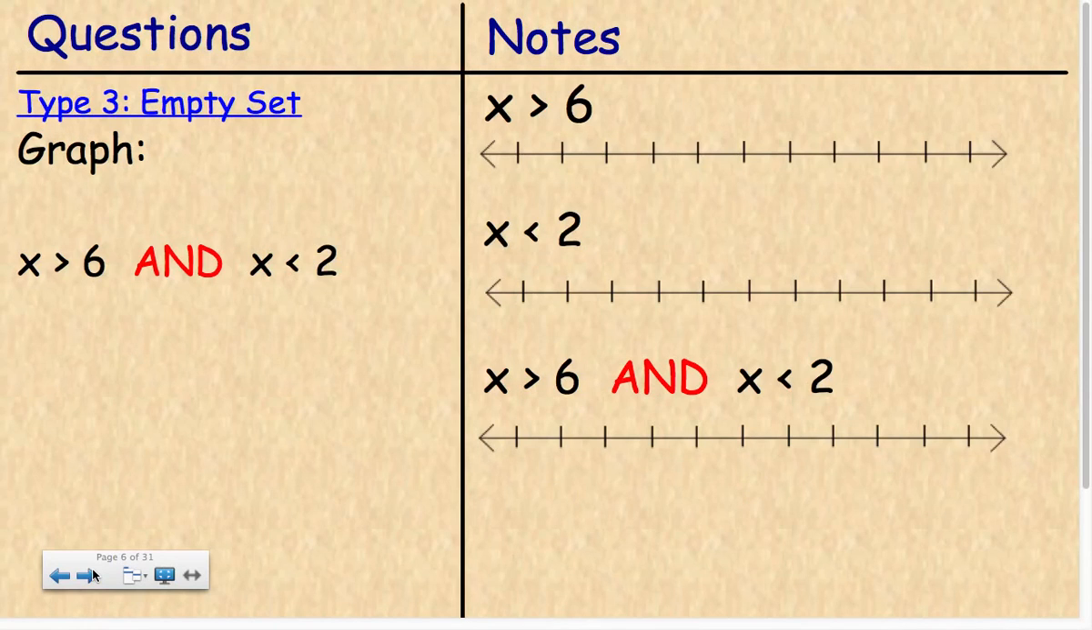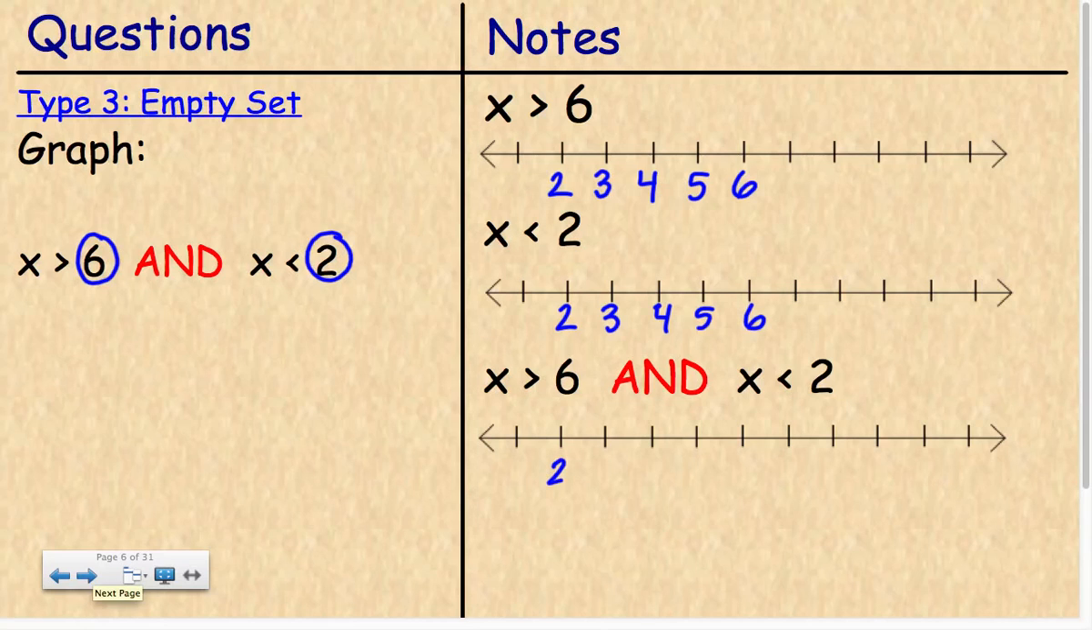All right, x is greater than 6 and x is less than 2. This third type is called an empty set. So I need my numbers to go from 2 to 6. 2, 3. And remember again, I want all my number lines to line up, stacked exactly on top of each other. That's what makes the overlapping the easiest, is when you can visually see what numbers are shaded on both of your graphs. Okay, x is greater than 6.